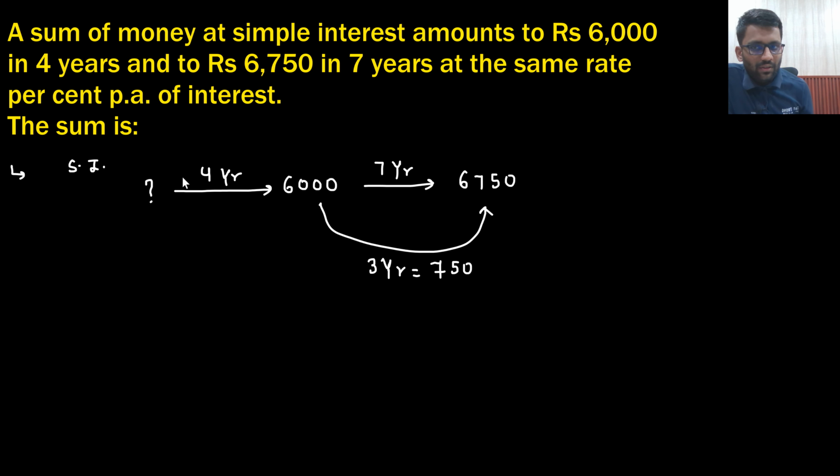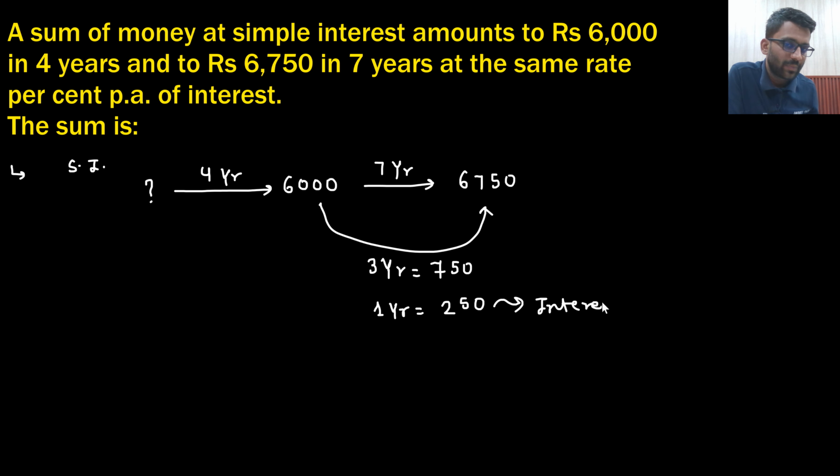Look, there was an amount which became 6,000 in 4 years. It became 6,750 after 7 years. So from 4 years to 7 years you are paying me 750 rupees extra. That means in 3 years you are paying me 750 rupees extra. That means in 1 year how much are you paying me extra? 250 rupees. So what is your interest here? 250 rupees per year.